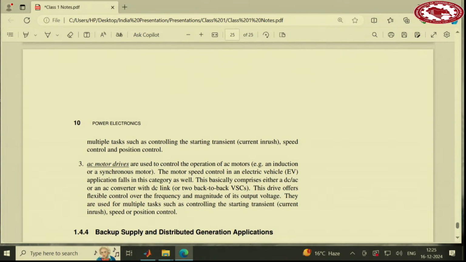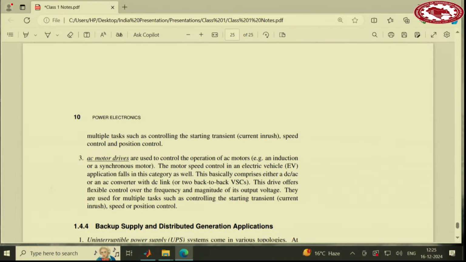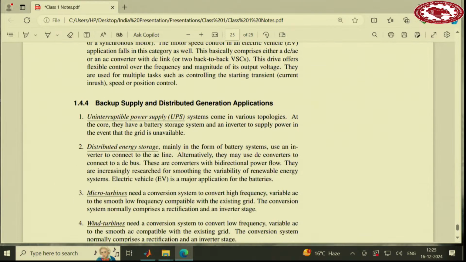And then we have DC motor drives and AC motor drives, and the AC motors are mostly induction machines, but some of them are synchronous machines as well. And then lastly, backup supply and distributed generation applications. So these are, again, applications you can merge together in one.